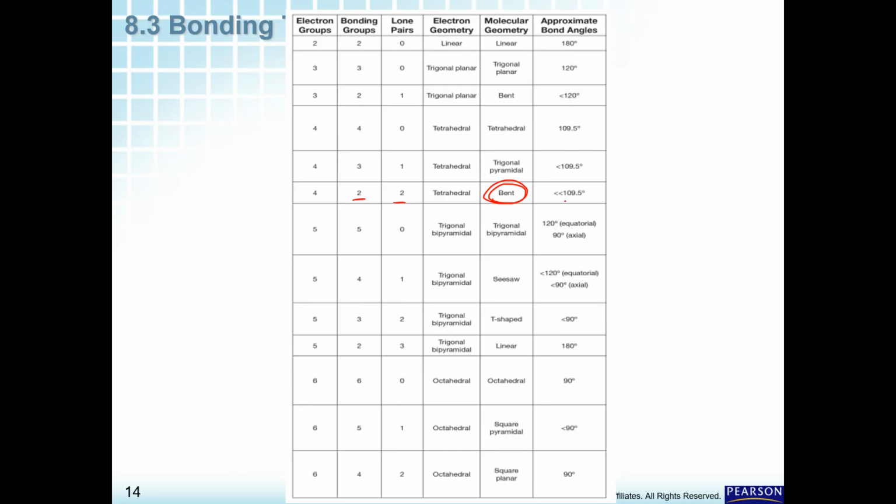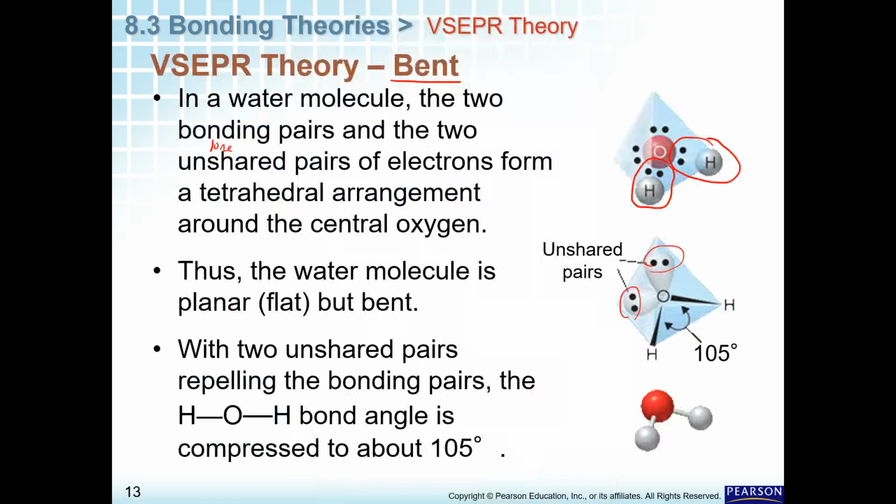And this tells me that my bond angle is going to be less than 109.5. We're going to notice that our 2 unshared pairs are going to repel my bonding pairs in a way that makes my angle about 105. So again, this is less than 109 degrees. The reason we put 2 less than symbols is because if we just had 1, that's about 107 degrees, but if we put 2, it's going to be even smaller than that, which is around 105.